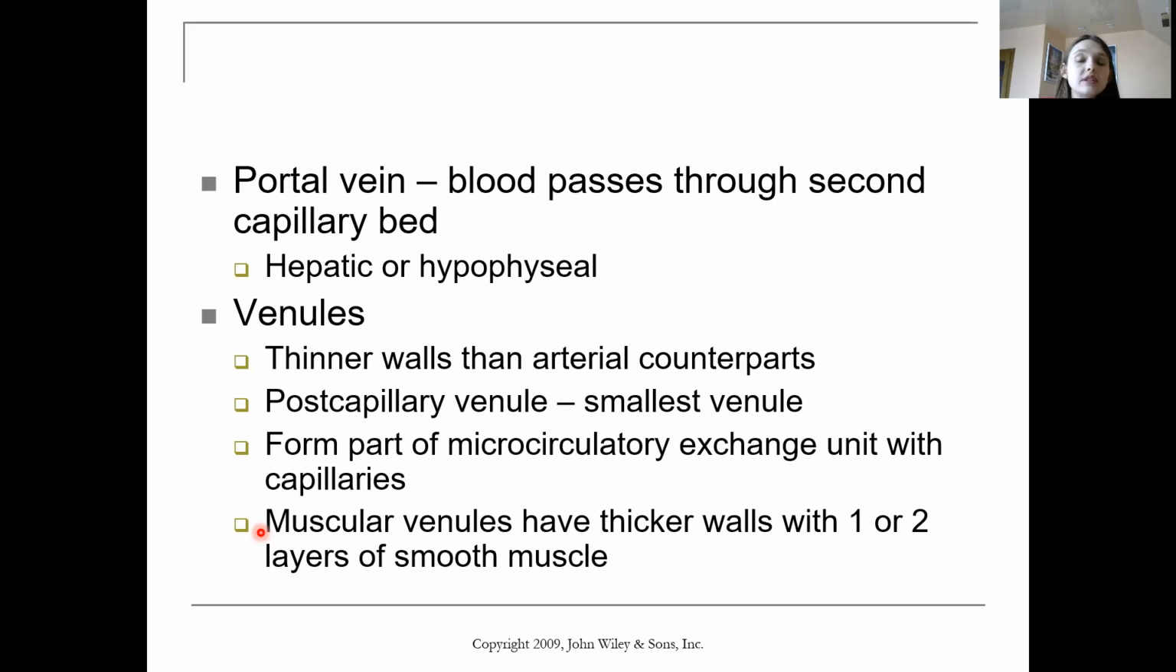Venules are the smallest part of the veins. They have thinner walls in comparison with arteries. Postcapillary venules are the smallest venules to which blood flows through the capillaries, and they are also part of the microcirculatory exchange, united with the capillaries.